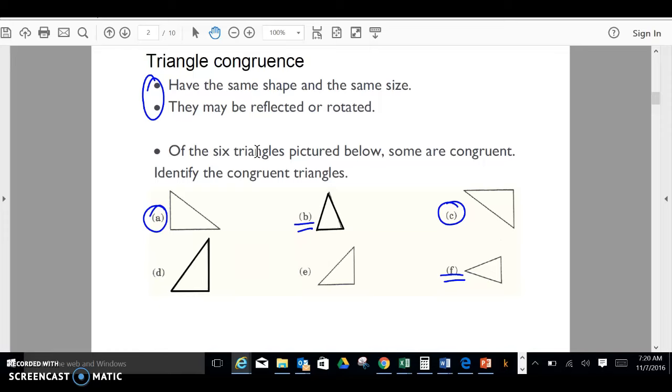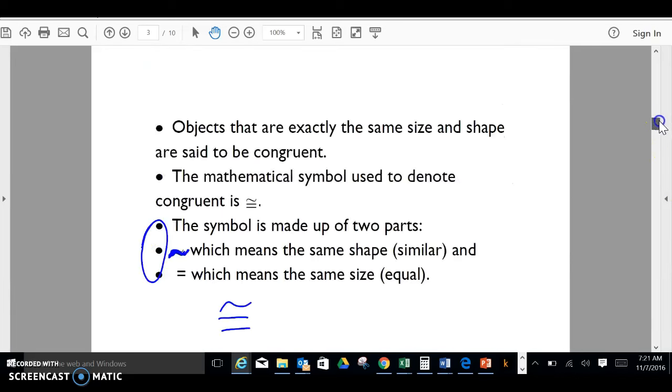Anyways, if you look down below here, they're asking you to identify which triangles are congruent. If you look at A and you look at C, those two triangles are congruent. They look exactly the same, just it looks like one is turned. Look at B and F, it also looks like it's rotated. So those two are congruent. Go on to the next set of notes.